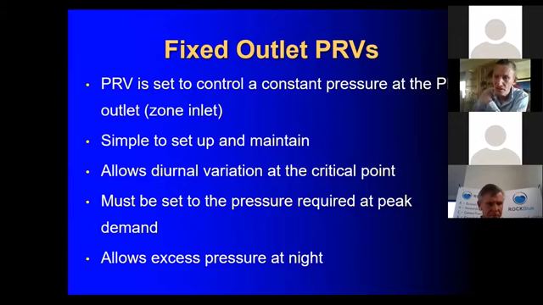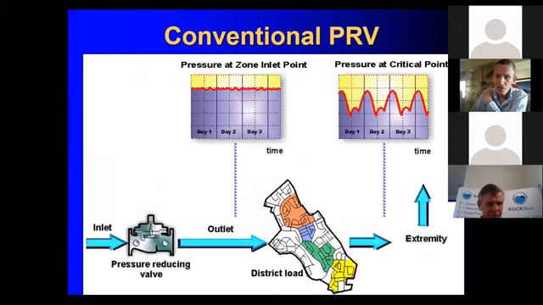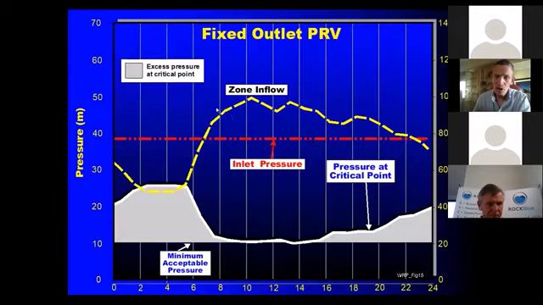Now, we're going to use a fixed outlet pressure reducing valve here. A pressure reducing valve is simply, it'll give you a fixed pressure going into your zone, and it gives you a variable pressure at your critical point. Now, by using a fixed outlet pressure reducing valve, we drop the pressure in this case to about 38 meters, so that during the peak demand period, we're down at the 10 meters that we're looking for. So that's fantastic. We've taken a strip off that grey area.